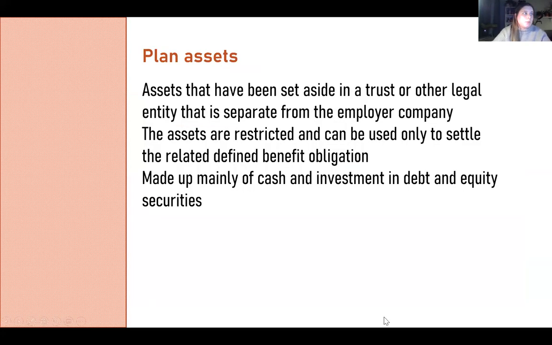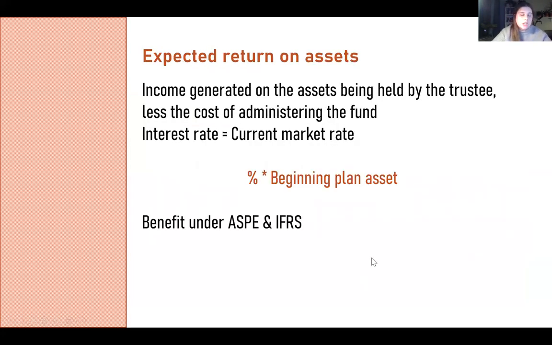All right, so expected return, like I mentioned, your expected return on assets is the income generated on the assets being held by the trustee, less the cost of administering the fund. So that's what you think that you're going to get as a return on the assets. Again, your interest rate is going to be equal to the current market rate, and you calculate it using your current market rate times the beginning plan assets. And it's a benefit, so you credit your expense under ASPE and IFRS.